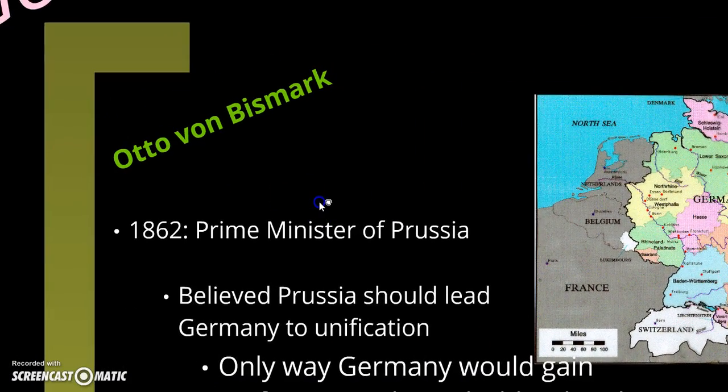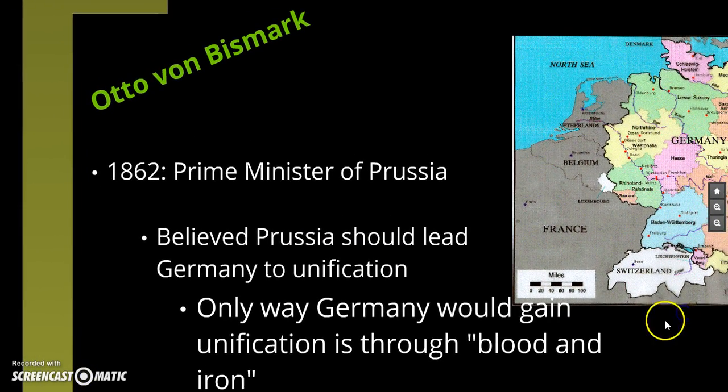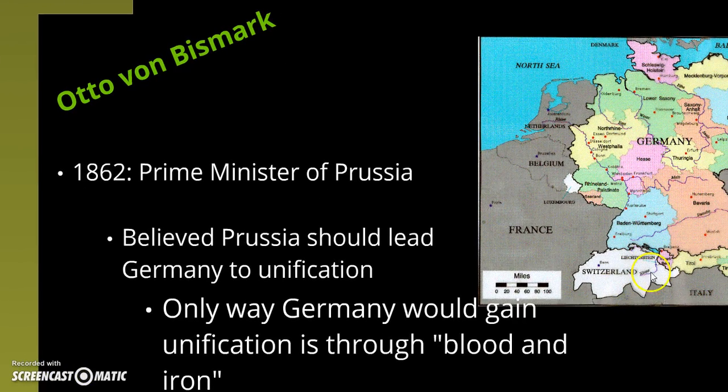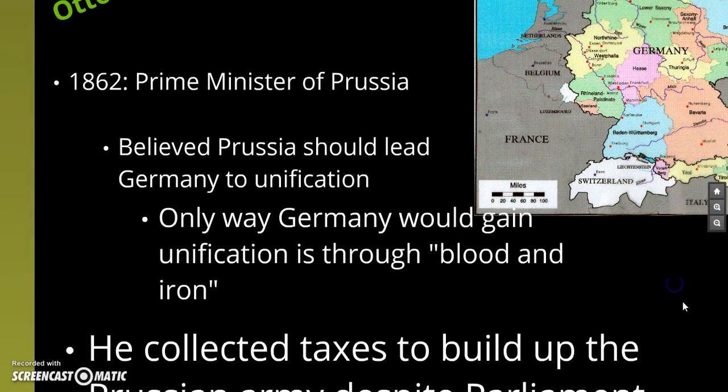One person who was key in that unification was a man named Otto von Bismarck. In 1862, he was the Prime Minister of Prussia, which was one of these regions in Germany, one of the independent regions. Bismarck believed that Prussia should lead Germany to unification. And Otto von Bismarck was famous for saying the only way Germany would achieve unification was through blood and iron. And you'll see that's exactly the approach he took to unification.